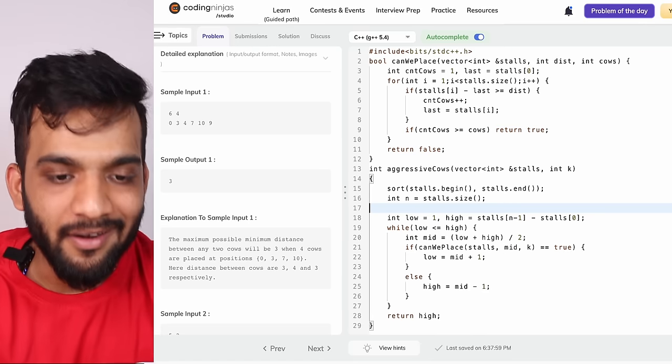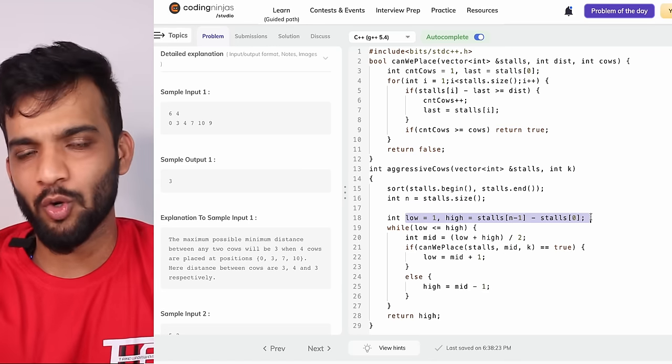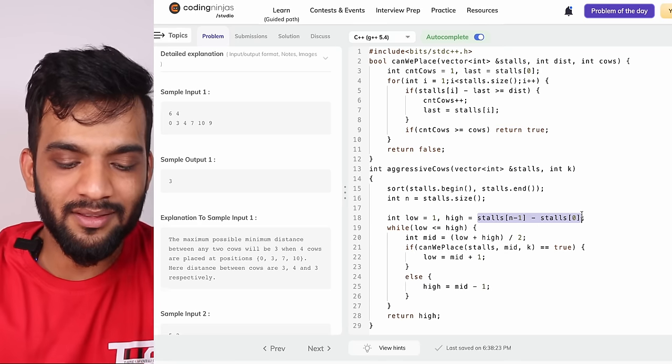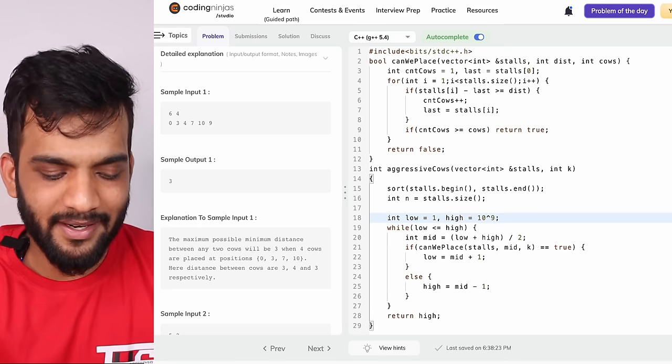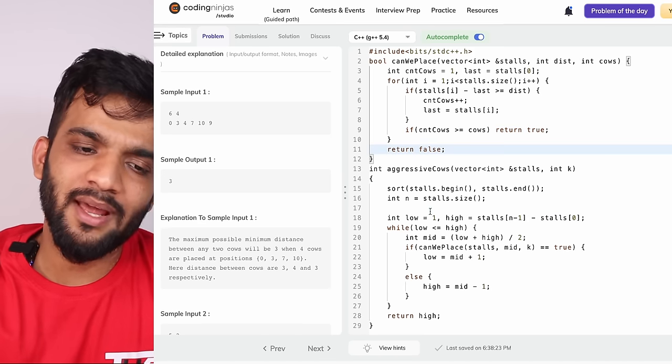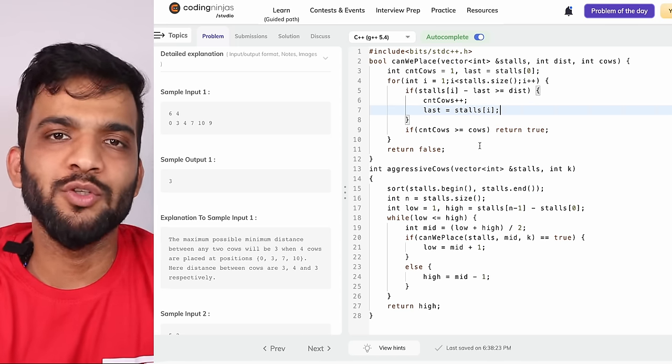You can think and trim down the range more as well, but that's not required because the core of the problem is to solve it. Unless you're taking it 10 to the power 9, then the interviewer might have an issue. If you're taking it like this, it's okay. He will not care that much. So yeah, you can try trimming it down as well, but this one will be working fine in interviews as well.